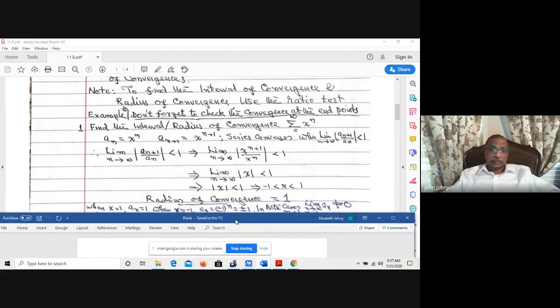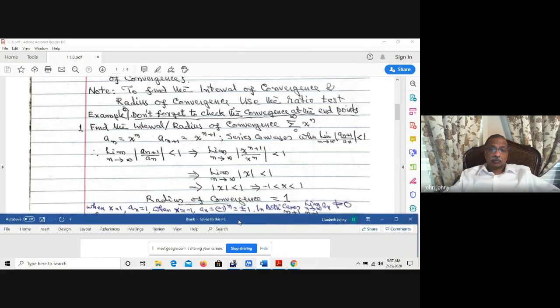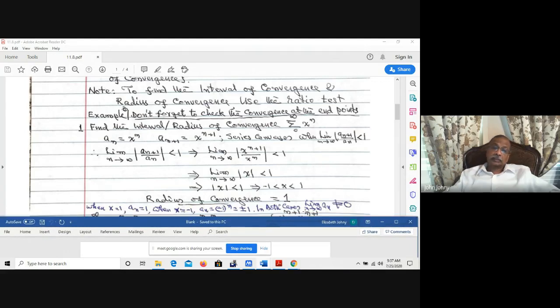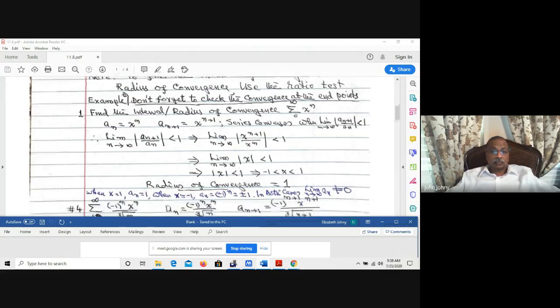But we did not check the endpoints. x is negative 1 and x is 1, and you have to check those two numbers. When x is equal to 1, a_n is equal to 1. When x is equal to negative 1, a_n is equal to (negative 1) to the power of n, which is either plus 1 or negative 1. In both cases, the limit of a_n is not equal to 0. So the series is not convergent when x is equal to negative 1 and x is equal to positive 1. Therefore, the interval of convergence is the open interval from negative 1 to 1, and the radius of convergence is 1.